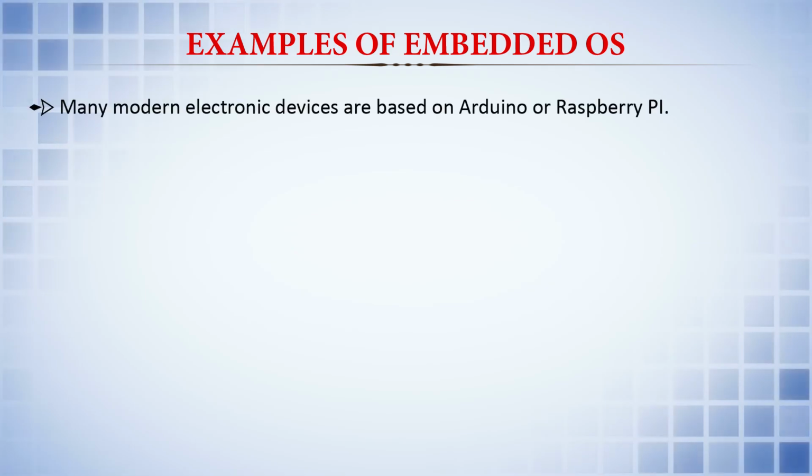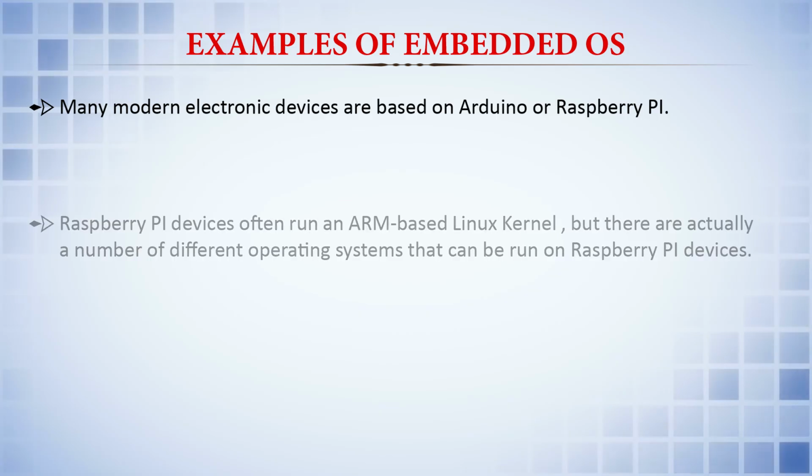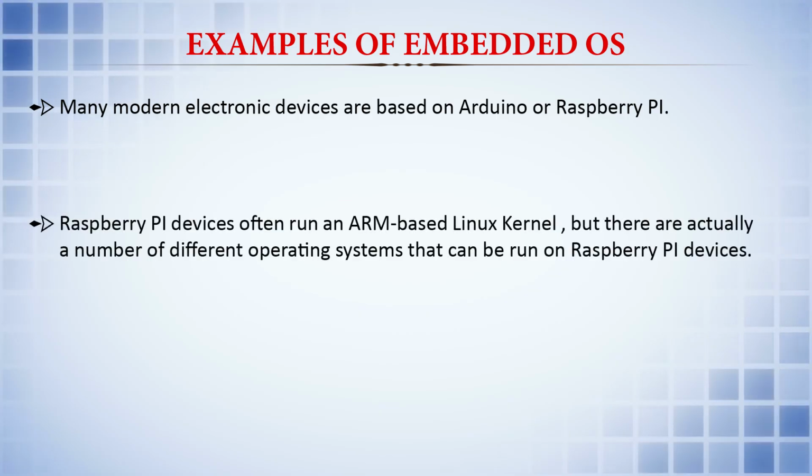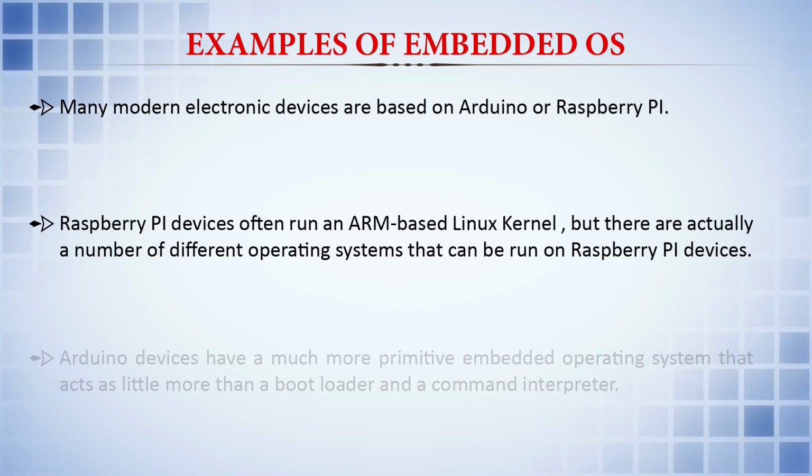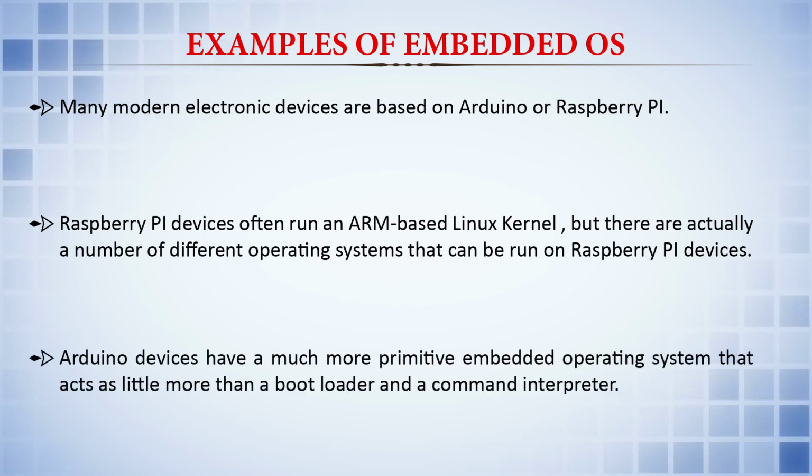Many modern electronic devices are based on Arduino or Raspberry Pi. So, whenever we talk about the Internet of Things, these two things we frequently hear. One is the Arduino and the other is the Raspberry Pi. The Raspberry Pi devices often run on ARM based Linux kernel, but there are actually a number of different operating systems that can be run on Raspberry Pi devices. Arduino devices have a much more primitive embedded operating system that acts as little more than a bootloader and a command interpreter. So, how does this embedded operating system work?